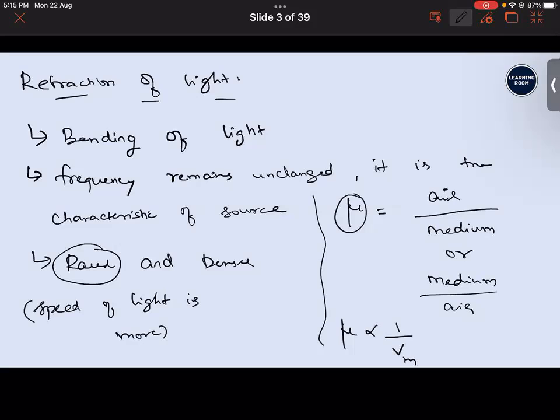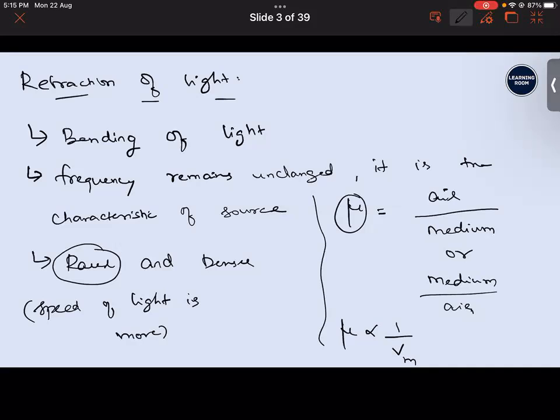Because speed of light in air is a constant. 3 into 10 power 8 is a fixed value. When it is a fixed value, can I say refractive index is inversely proportional to speed of light in a medium? Can I say that? So that is going to be the scenario. Out of rarer medium and denser medium, which one has the greater speed? Rarer. So what should happen to its refractive index? Speed is more. What should happen to the refractive index? Less. Because they are inversely proportional to each other.